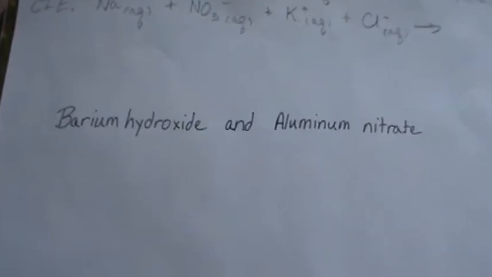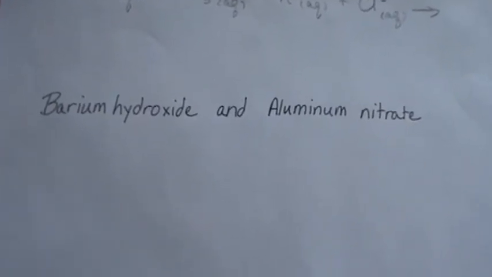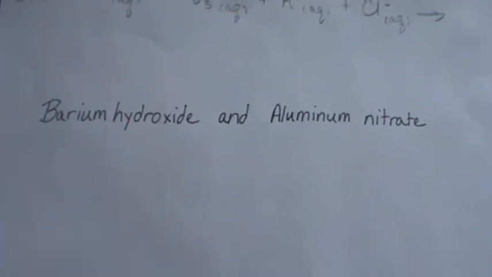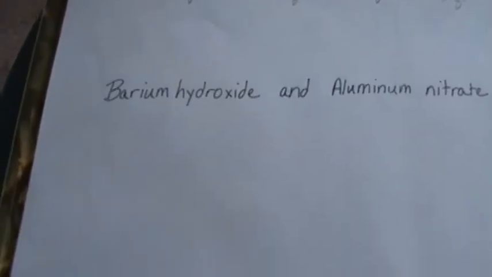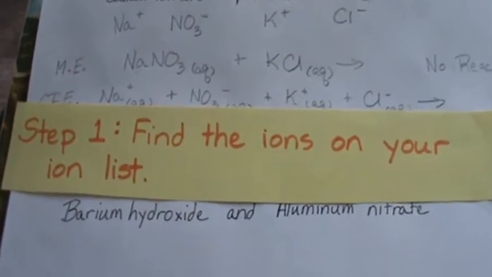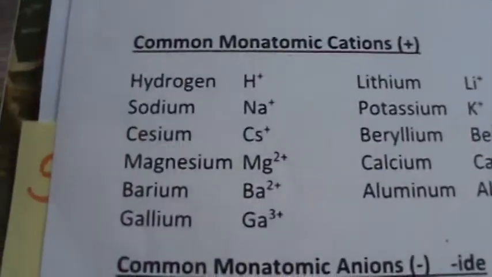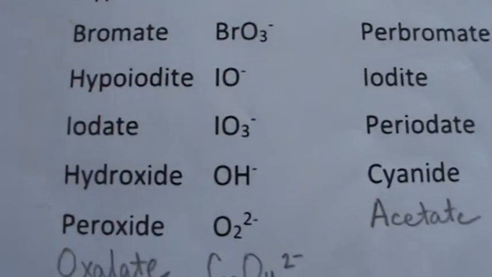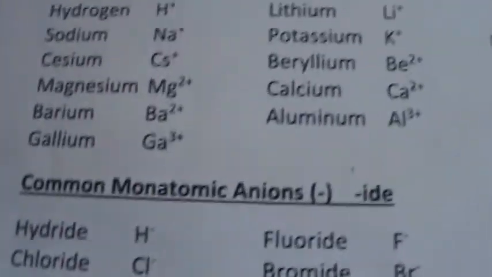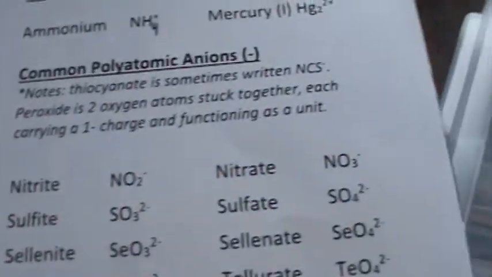Now let's look at another special case here. And we have barium hydroxide and aluminum nitrate. And now the question is, well, why is this a special case? First of all, let's go ahead and finish our steps. Step 1, remember, is find the ions on your ion list. So I would say, okay, here is barium and hydroxide and aluminum. Where did I find? There we go. Aluminum and nitrate.